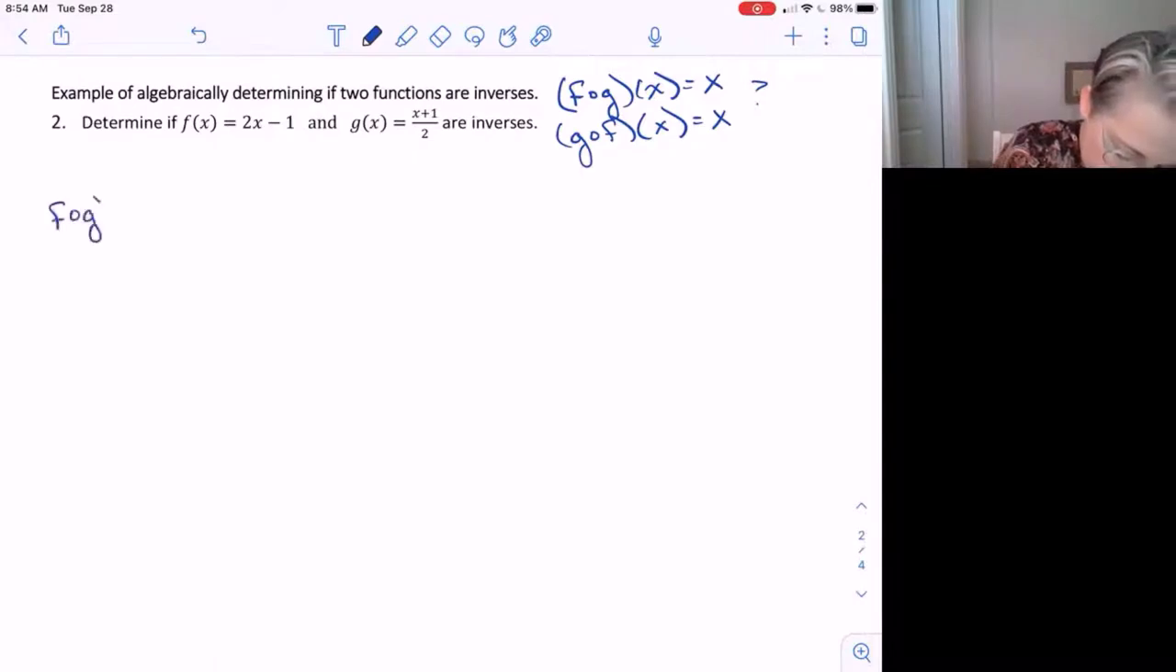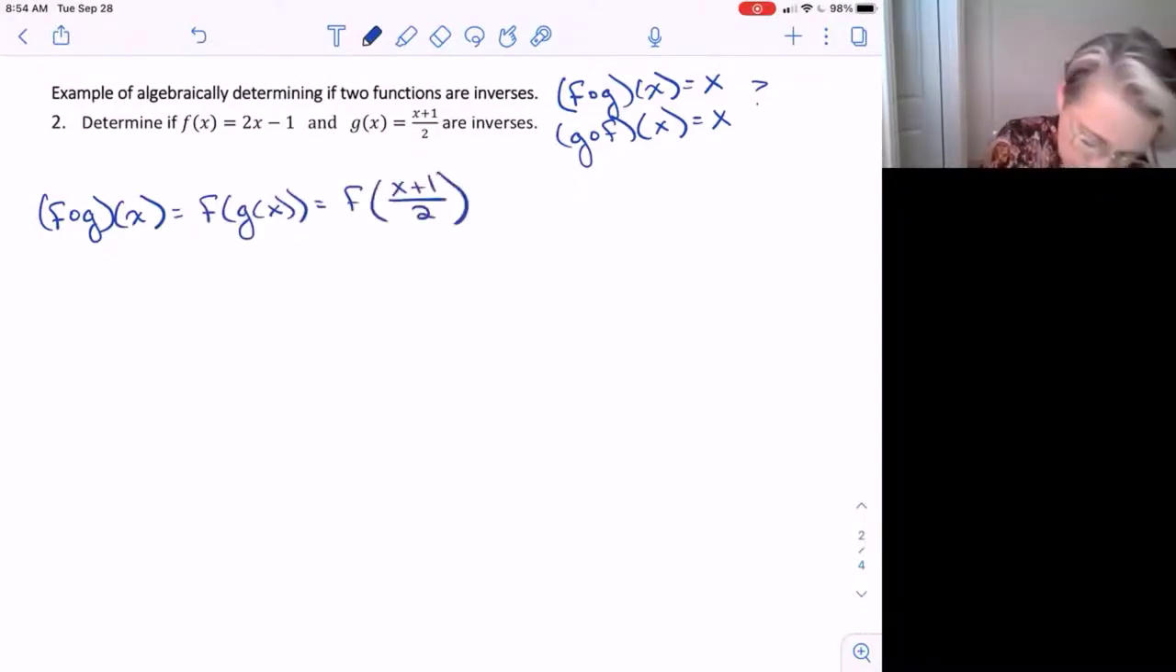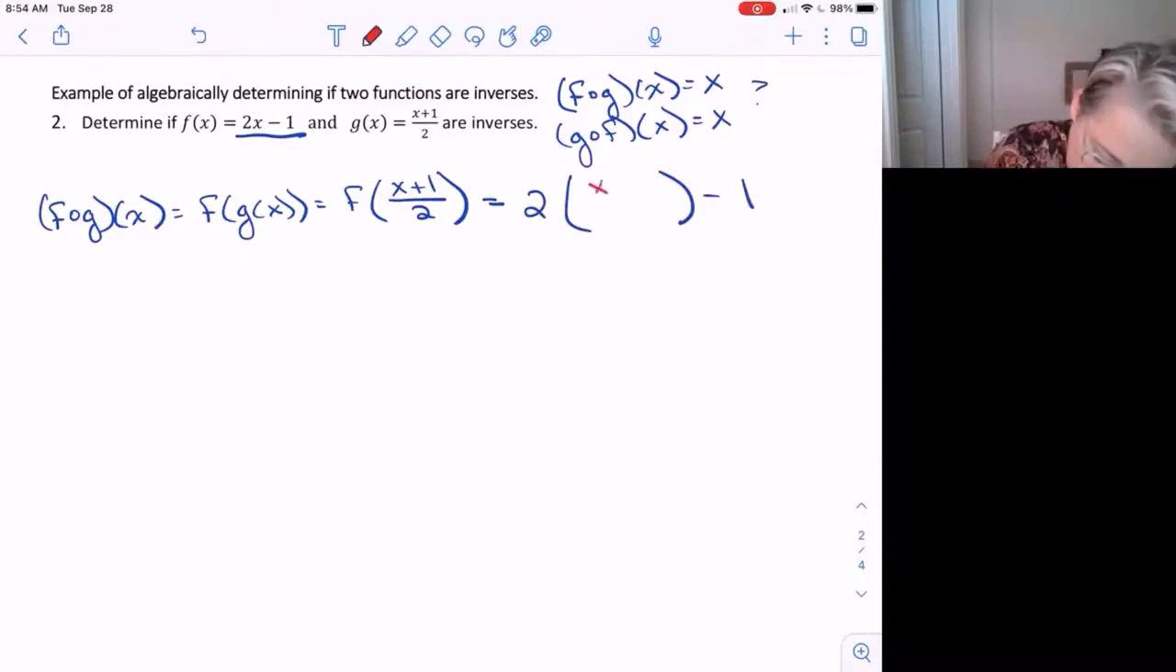So remember, we want to keep writing f of g means f with g of x being input. We replace that with the function (x + 1)/2. And now we're actually going to put that into the f of x equation. So 2 times x minus 1. So instead of x, we're putting in the entire g of x function.